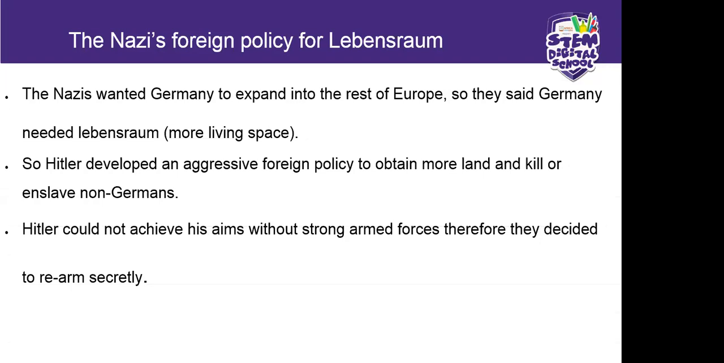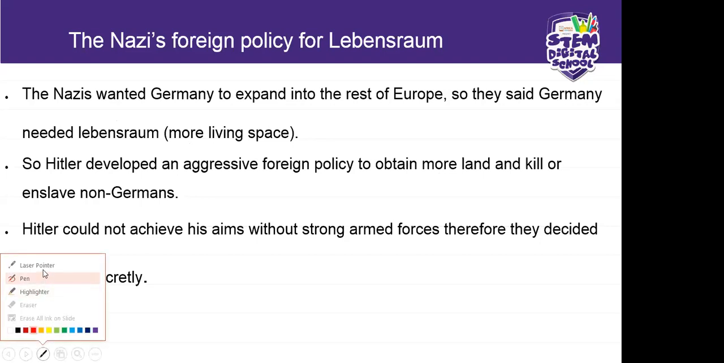So the Nazis wanted Germany to expand into the rest of Europe. So they said Germany needed Lebensraum. Remember we looked at the word on our key terms. Living space. So they wanted more living space. That was the Lebensraum policy, more living space.